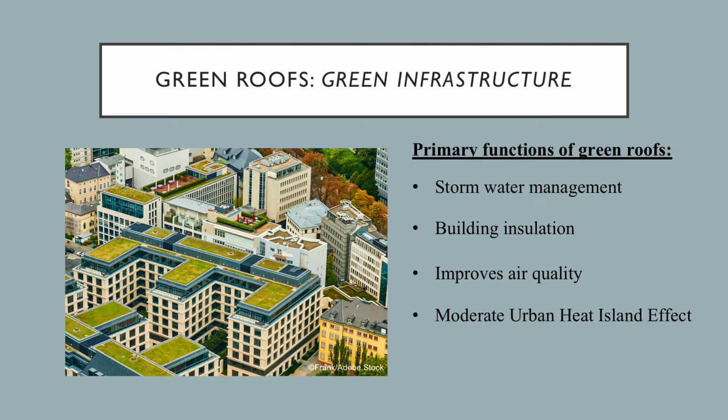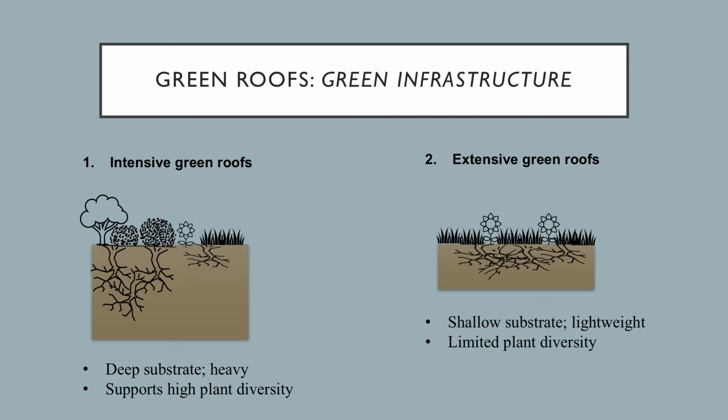Green roof implementation is largely driven by their primary functioning, which offers stormwater management and building insulation. They help to improve air quality, and green roofs even help to moderate urban heat island effect. There are two types of green roofs, intensive and extensive green roofs.